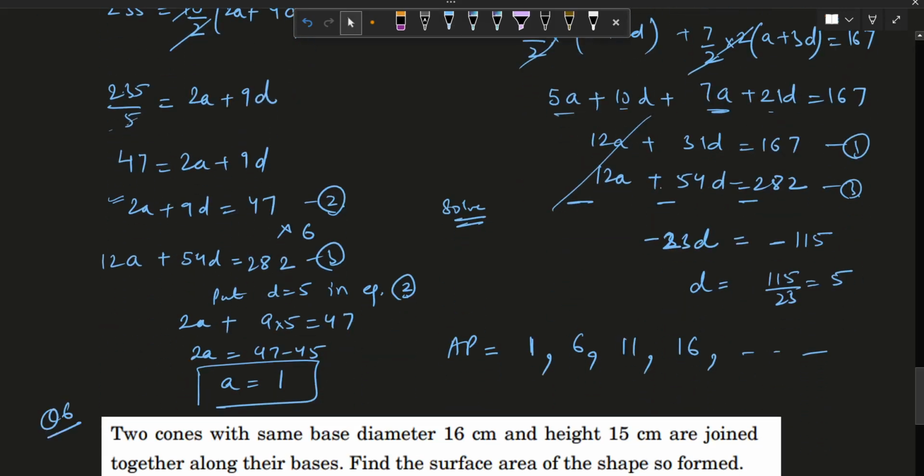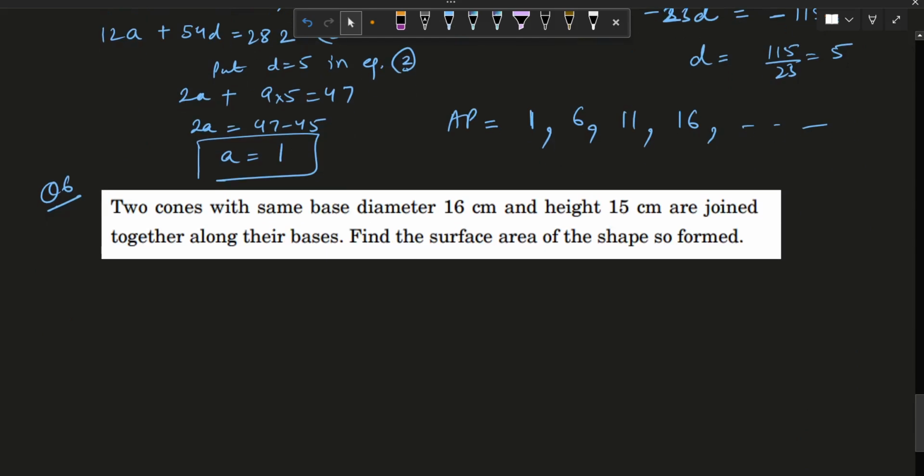Question number 6, again a kind of 5 marker, but it's an easier one I have taken. You have two cones with same base diameter 16 centimeter, height 15 centimeter, and they are joined together along their bases. Find the surface area of the shape so formed.